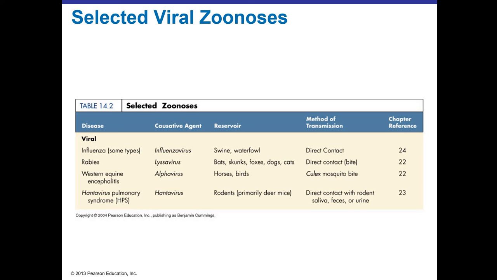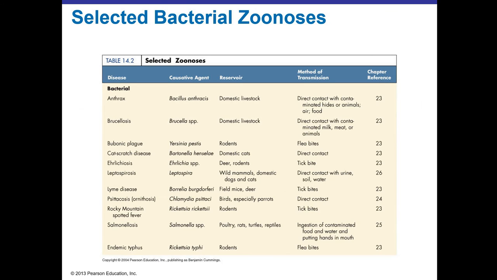So not to know all of these, but just to provide some examples of selected viral zoonotic diseases. When we talk about influenza, we said that the reservoirs are things like pigs and waterfowl. We've also seen in things like hantavirus. These are found primarily in rodents, and that means that when we come in contact with their urine, saliva, or feces, we can become infected.